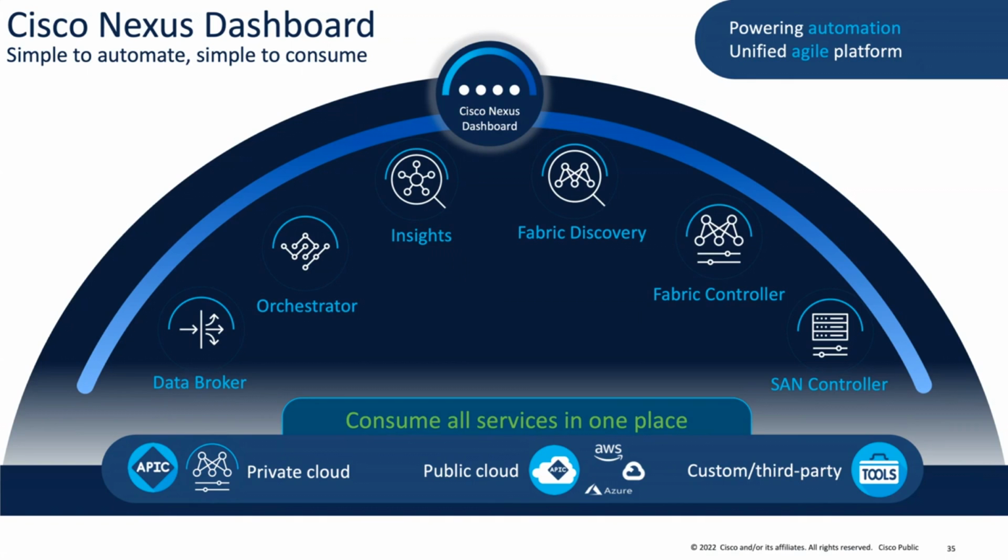So what you see on the screen is different types of apps. There is Nexus Dashboard Data Broker. There is Orchestrator for managing multiple Nexus Dashboard instances and multiple ACI environments. You have Insights for telemetry, hardware telemetry ingestion from the switches. You have a Fabric Discovery app. There is a Fabric Controller for Nexus for VxLAN EVPN. And there is another SAN controller, based on Nexus Dashboard Fabric Controller, for MDS.